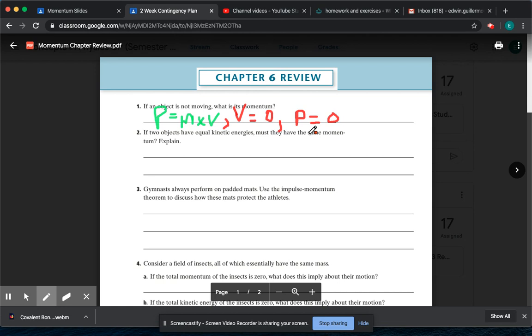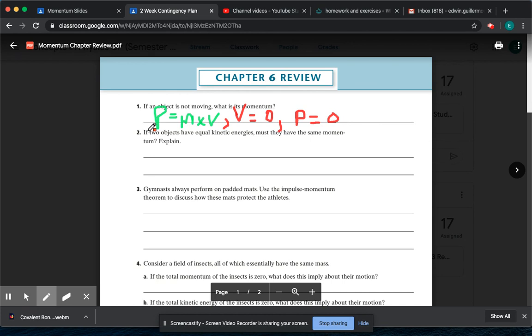Okay, if something is not in motion, that means it does not have velocity. If it does not have velocity, it does not have momentum. Okay. Two. Two says if two objects have equal kinetic energies, must they have the same momentum? Okay. Two objects, same kinetic energy. Do they have to have the same momentum?